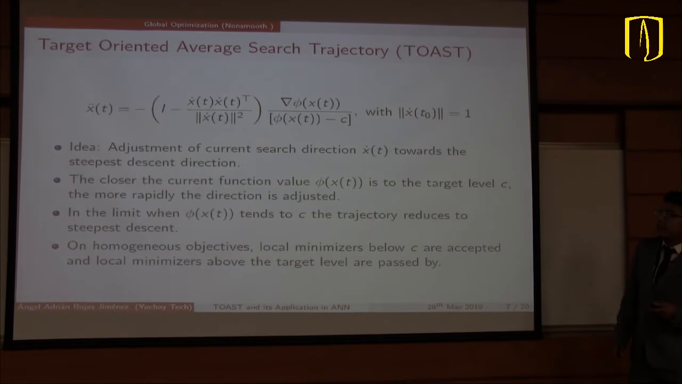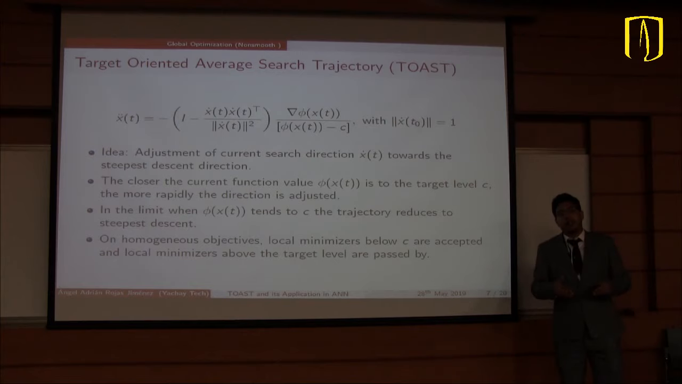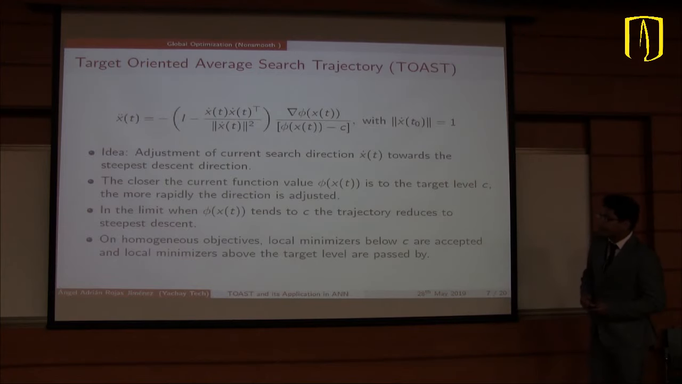This is an ODE. The idea is that the current search direction, x of t, the first derivative of this solution, goes towards the steepest descent direction. The closer the current function value on this trajectory is to the target level, the more rapidly the direction is adjusted. In the limit, when the function value on this trajectory tends to c, the trajectory reduces to a steepest descent.